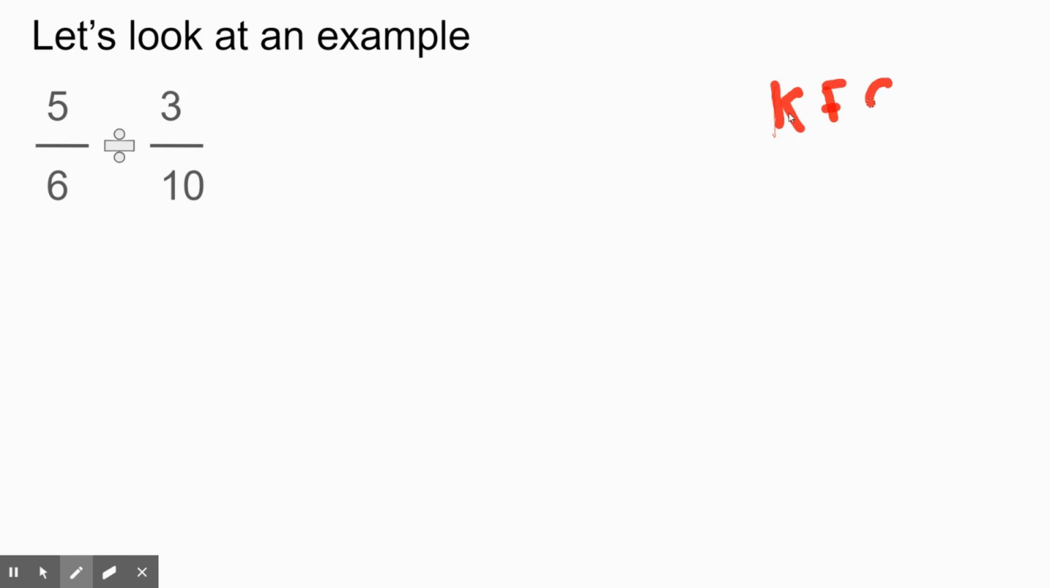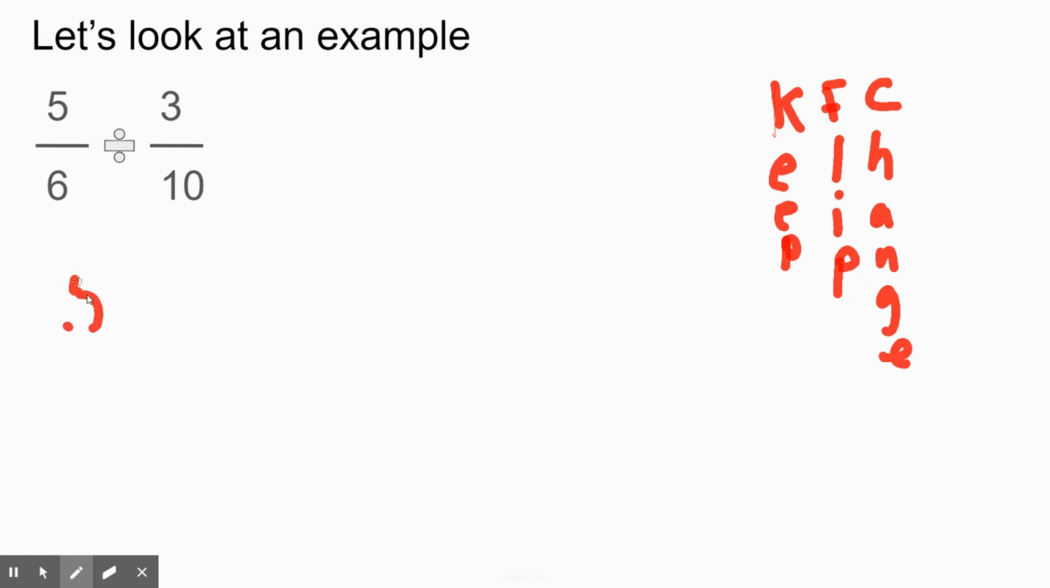KFC. This was keep, flip, and change. You may also use this as keep, change, flip. It depends on how you want to think about it. So that means that we're going to keep our first fraction exactly as it appears. So this is still going to be 5/6. We are going to flip. We're going to take the reciprocal of our divisor. So we'll have 10/3. And then we're going to change our operation from division to multiplication.